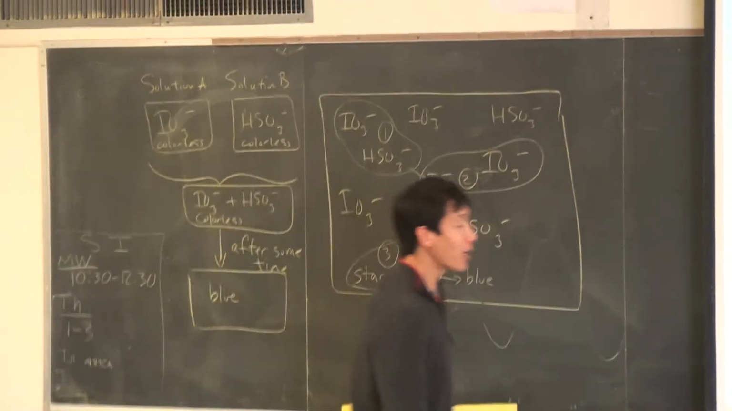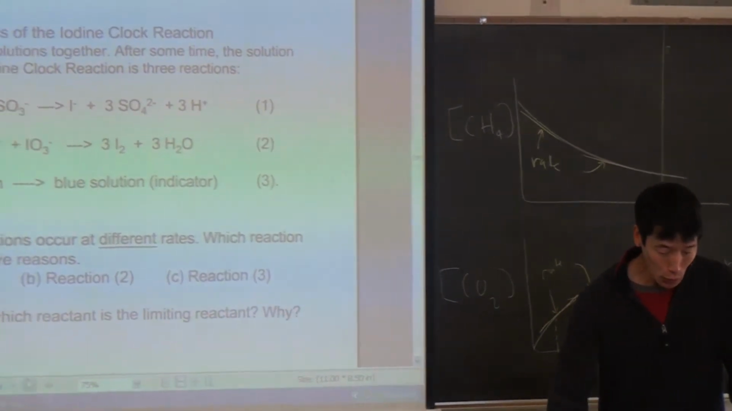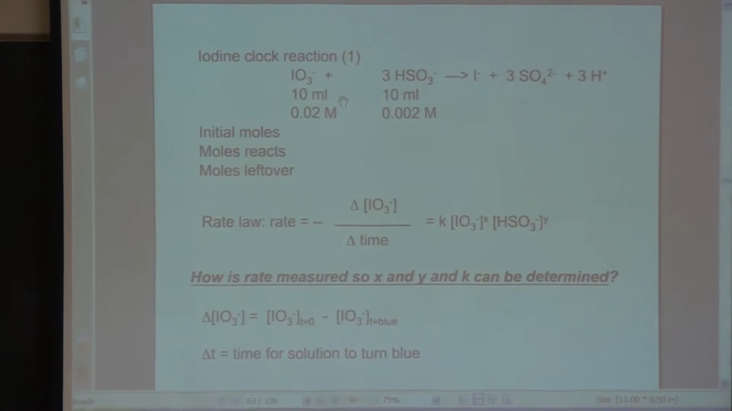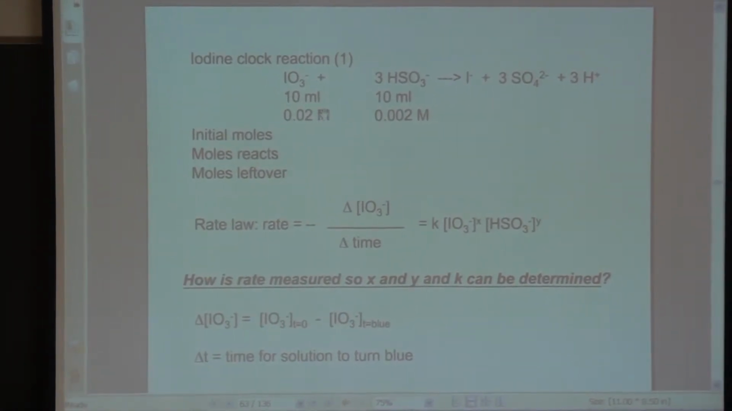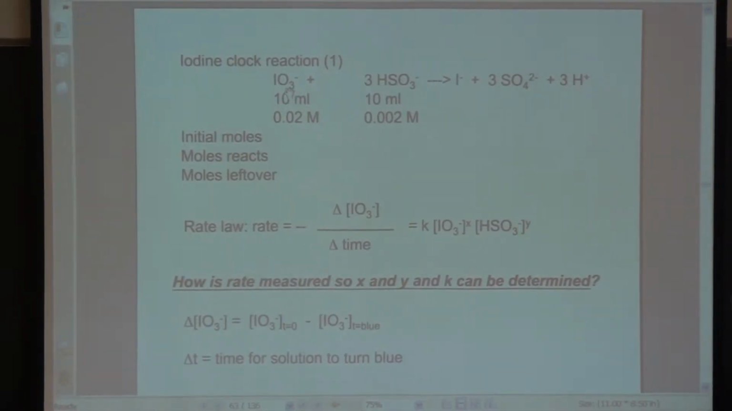Okay, so in this lab, what you'll do is you look at reaction 1. So these are going to be the concentrations. You'll actually do several reactions. So you'll take 10 milliliters of IO3 minus. The concentration of this substance is 0.02 molar. Then you take 10 mils of a 0.002 molar of HSO3 minus. You'll mix them together. We'll do this calculation in the lab. This is a stoichiometry calculation.